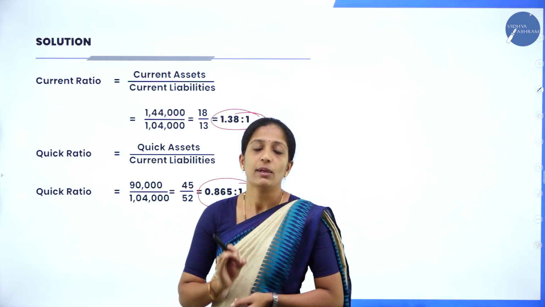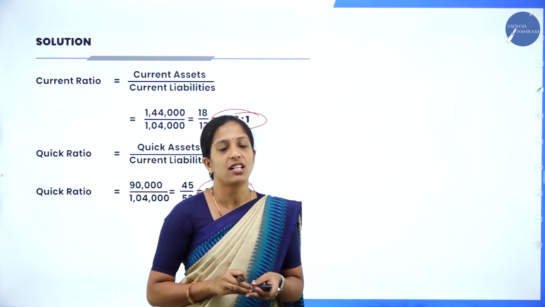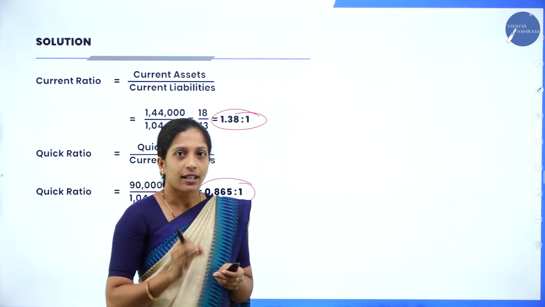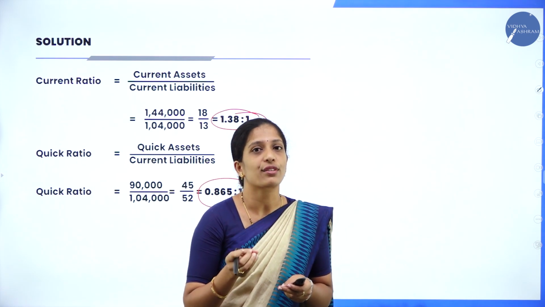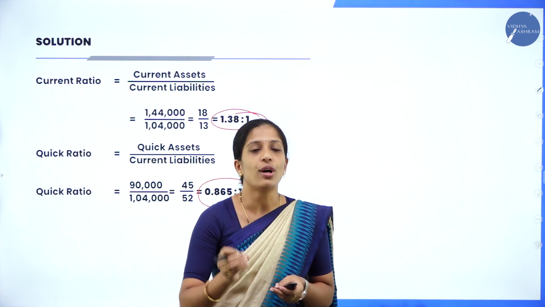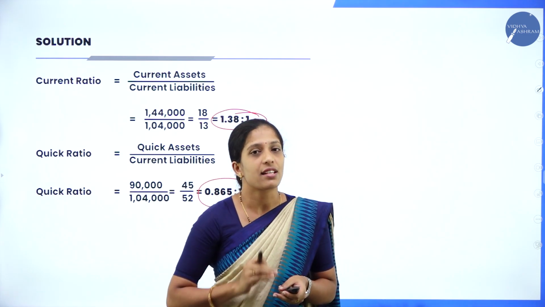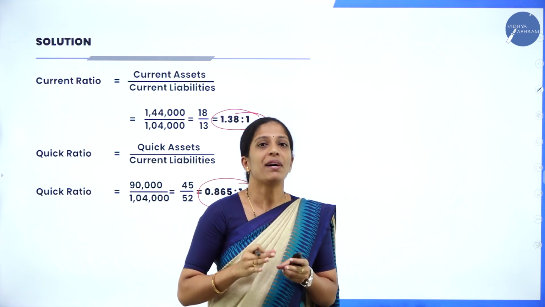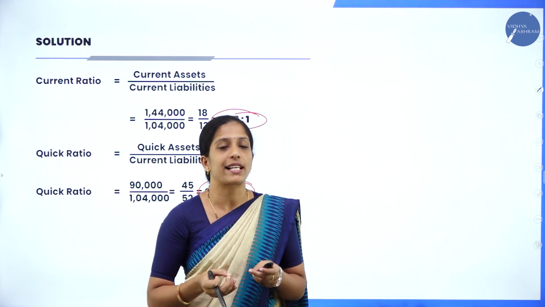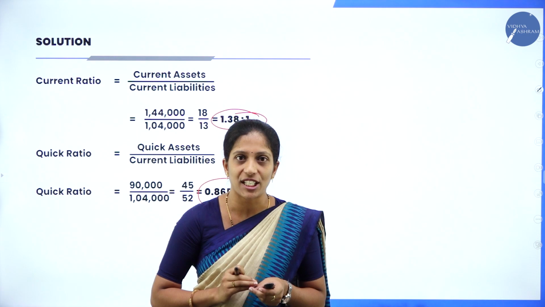Very easy sum which was asked for 6 marks, but as per the new question paper pattern, you don't get a question for 6 marks. But remember the formula. Under current ratio as well as quick ratio, you are going to compare your current assets with that of current liabilities. What is the formula of current ratio? Current assets divided by current liabilities. What is the formula of quick ratio? Quick assets divided by current liabilities. So remember the formula, and what is the necessity to calculate this liquidity ratio? It is to see whether the business is in a position to repay the current liabilities or not.